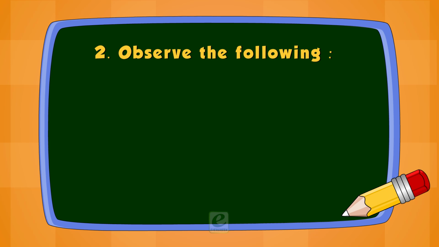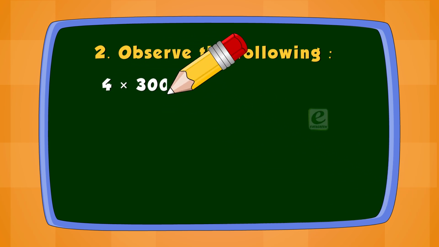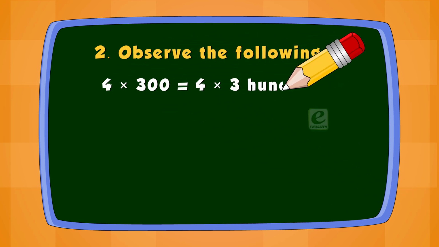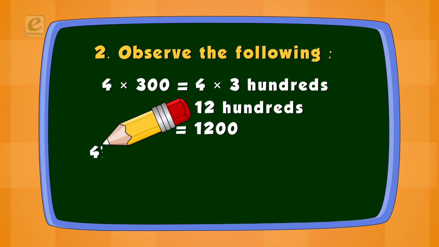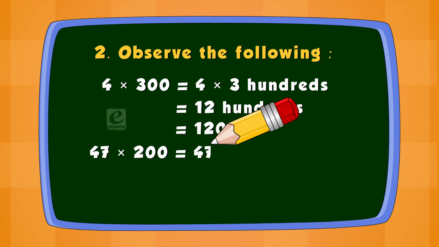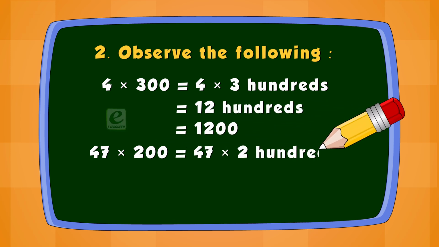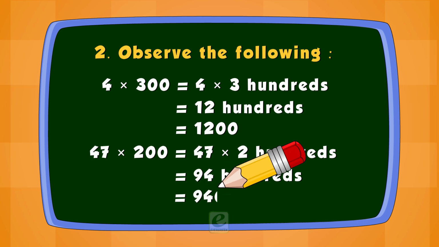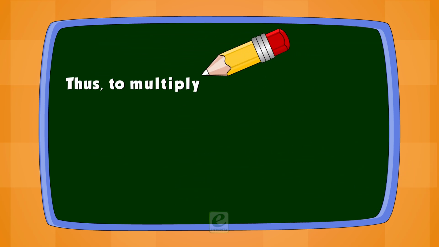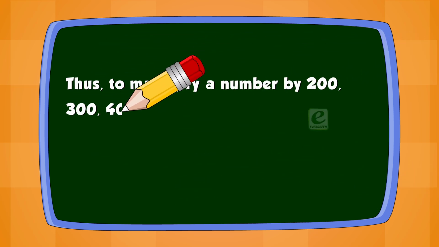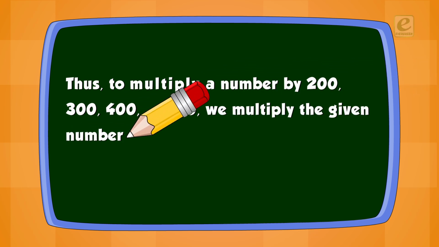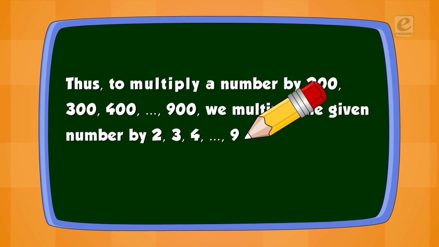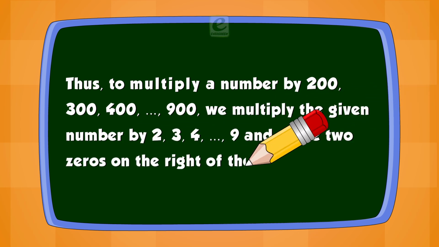Now again observe the following. Let's multiply 4 by 300, or we can write 4 multiplied by 300 is equal to 1200. Similarly, 47 multiplied by 200 is equal to 9400. Thus, to multiply a number by 200, 300, 400 and so on up to 900, we multiply the given number by 2, 3, 4 and up to 9 and place 2 zeros on the right of the product.